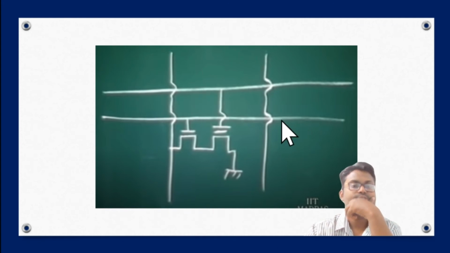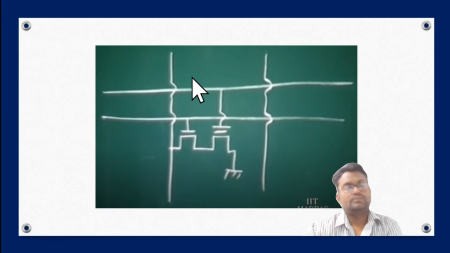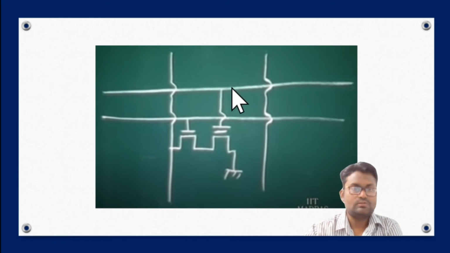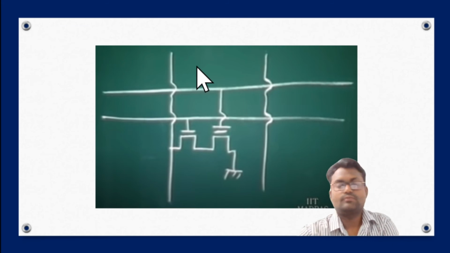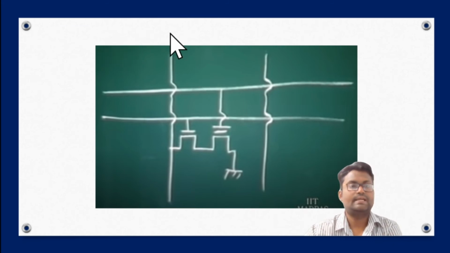How is data stored in this memory cell? You can see here I am implementing it. I have made two horizontal lines and also two vertical lines. The vertical line is known as the bit line, and the horizontal line is known as the word line. Okay, it is clear to all of you.